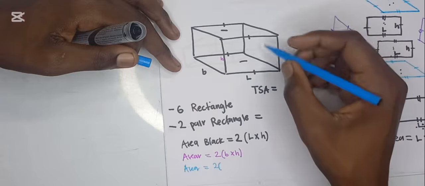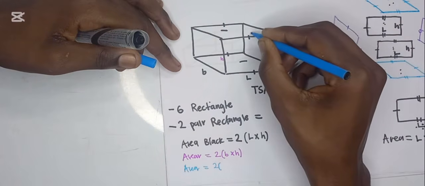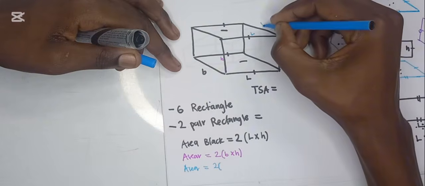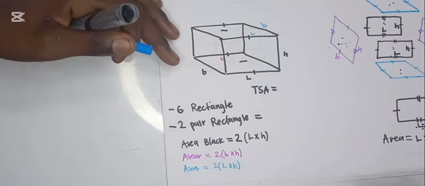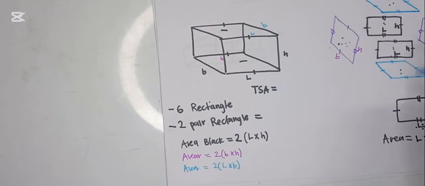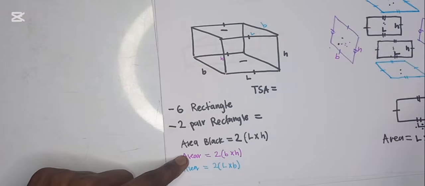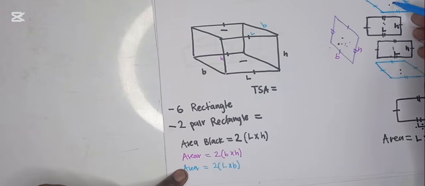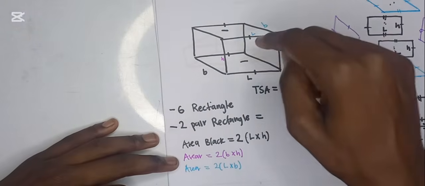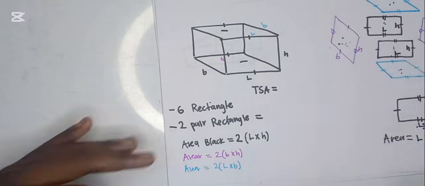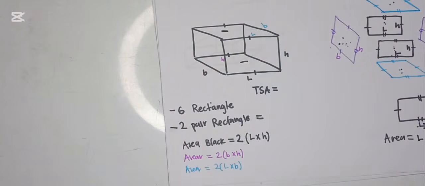The top one, it has the, this here is the length, and the other side is the breadth. So the top one is the length multiplied by the breadth, so this is the area of the two blacks and the area of the two left and right rectangles, the area of the top and bottom rectangle. So to find the total surface area of this object, the rectangular prism, we have to add all these areas to find the total surface area.